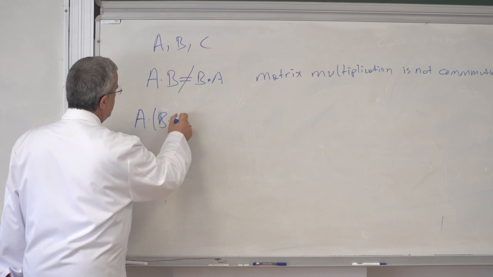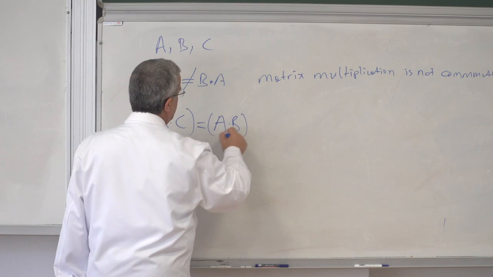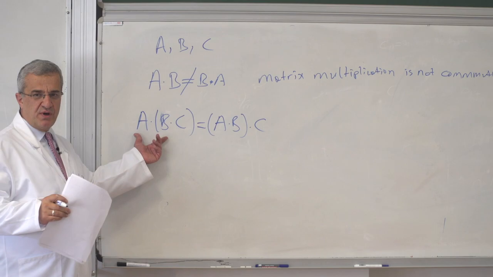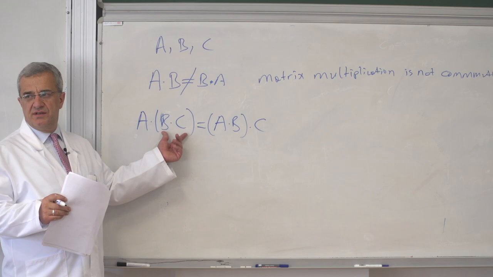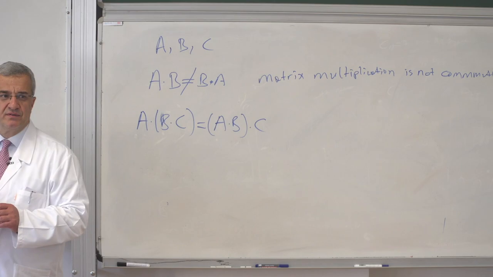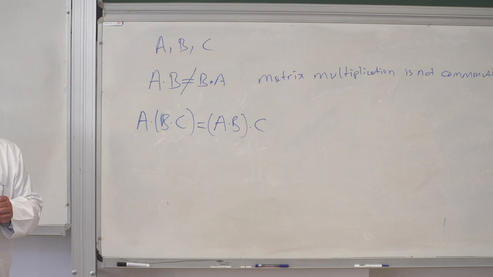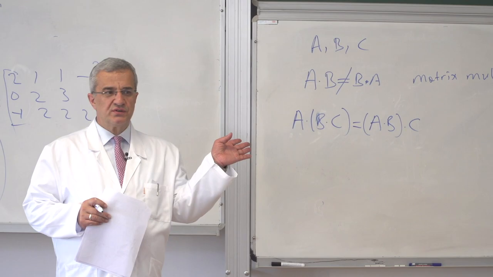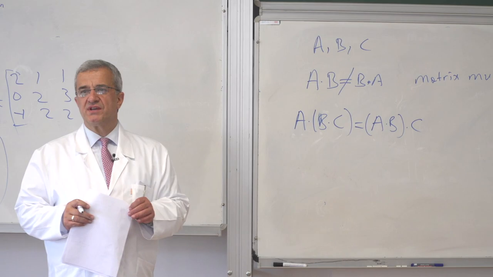Is this equal to A times B times C? Meaning, if I have three matrices and I am multiplying them, does it make a difference that I first multiply B and C and then I multiply the result with A, or I first multiply A and B and multiply C with it? Would that make a difference? Who says yes? Who says no? Who says it wouldn't make a difference? The others, they don't know, right?